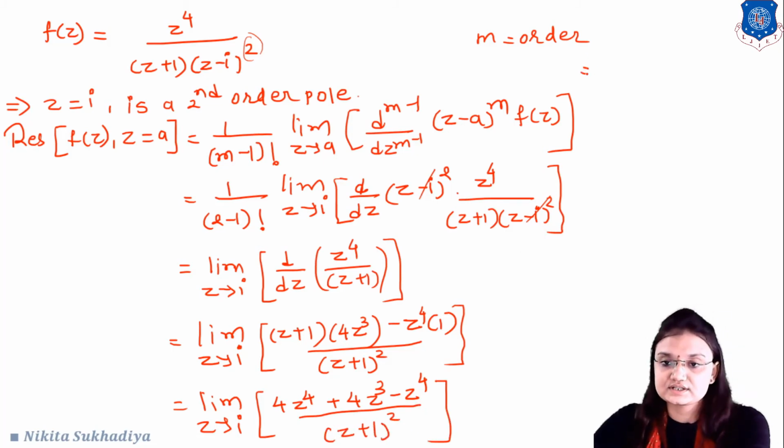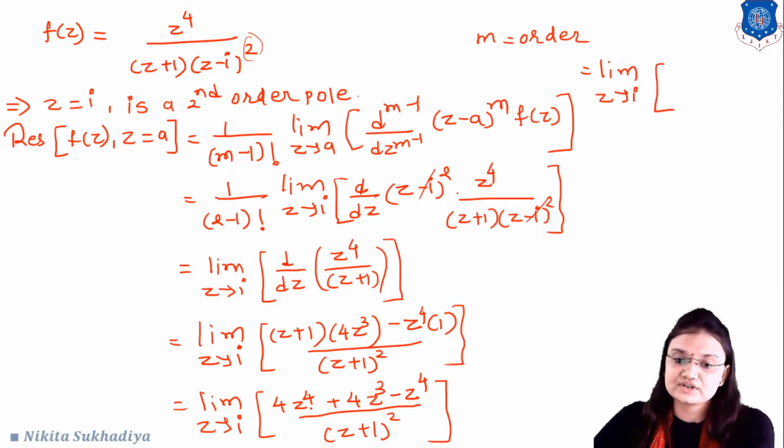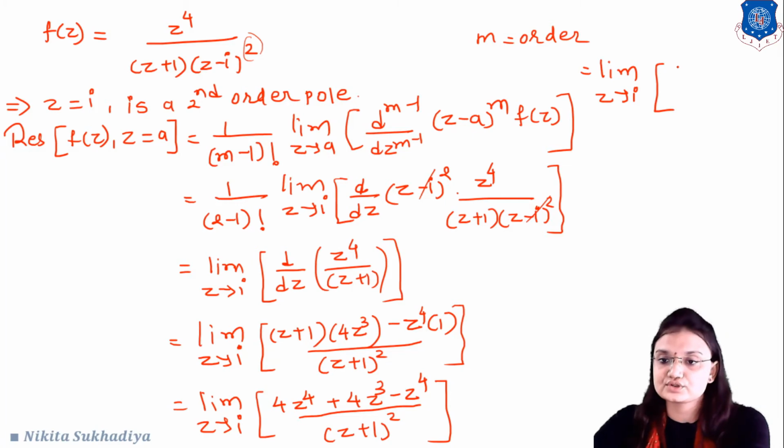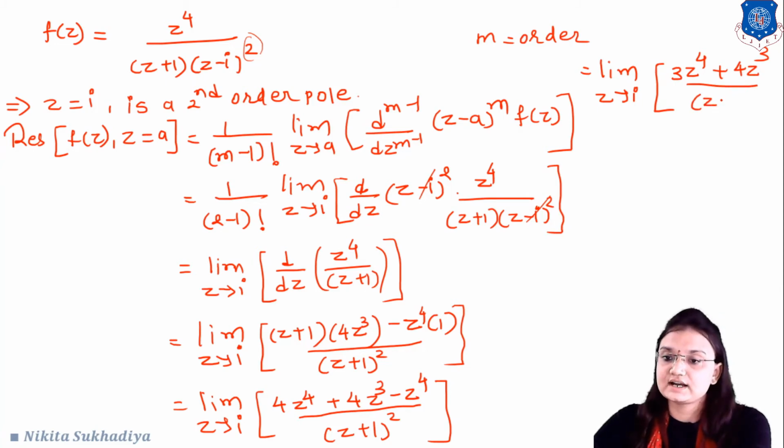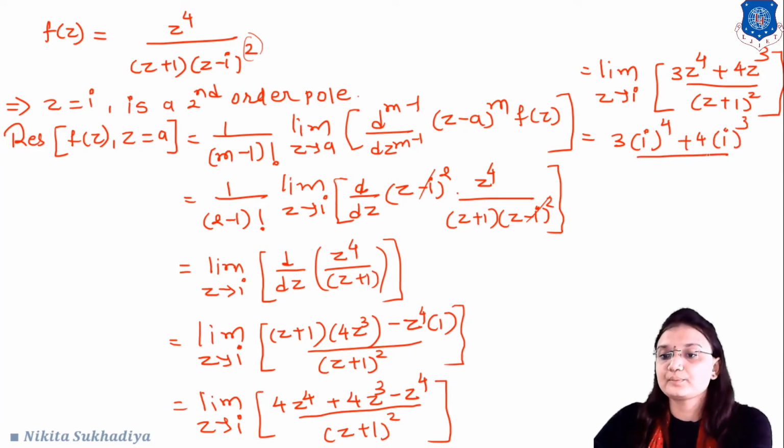Okay, now this is nothing but the limit as z tends to i. Here we have 4z raised to 4 minus z raised to 4, so this will become 3z raised to 4 plus 4z cube upon (z plus 1) raised to whole square. Now put z equal to i, so we will get 3i raised to 4 plus 4i cube upon (i plus 1) raised to square.